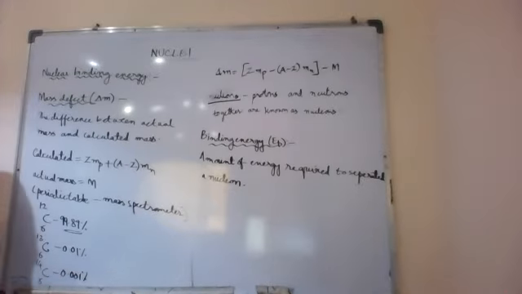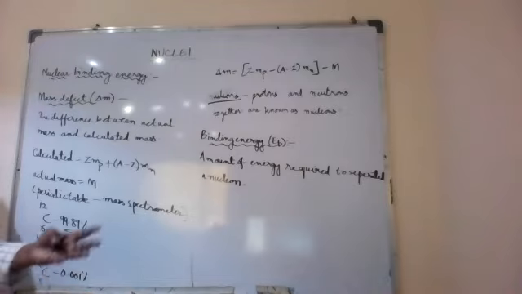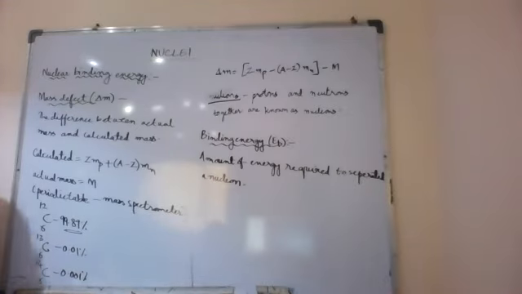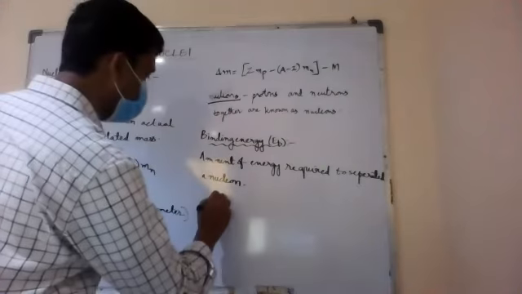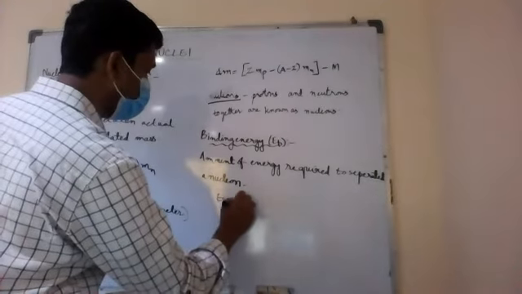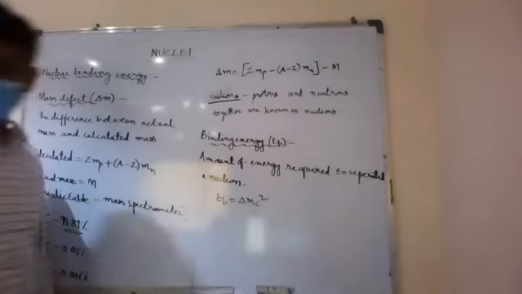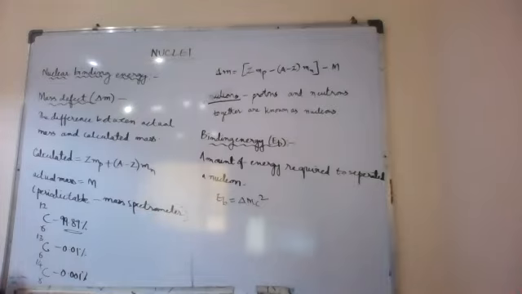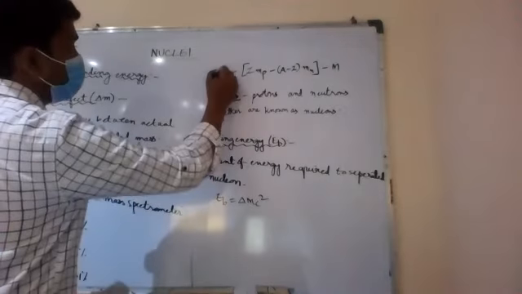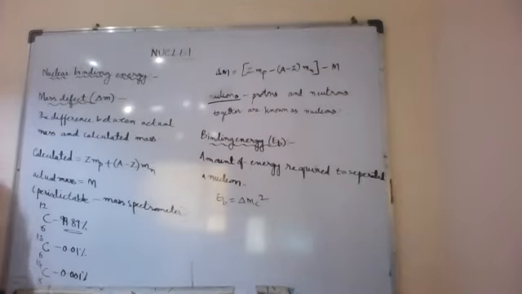Or the energy to bring the nucleons together. Either to separate or to bring the two nucleons together is said to be binding energy. You can say it in both ways. So EB is equal to what? EB is equal to delta M C square. Just calculate in this way, we will get the answer. Instead of writing small m, you can write delta capital M, that is mass defect, into the square of the speed of light.